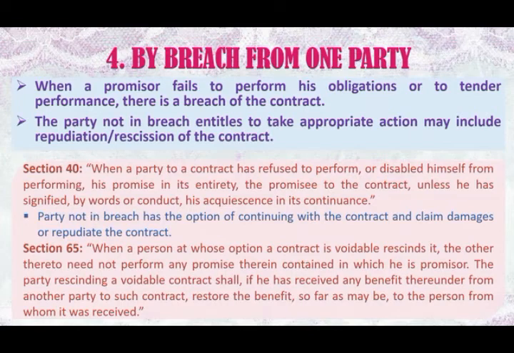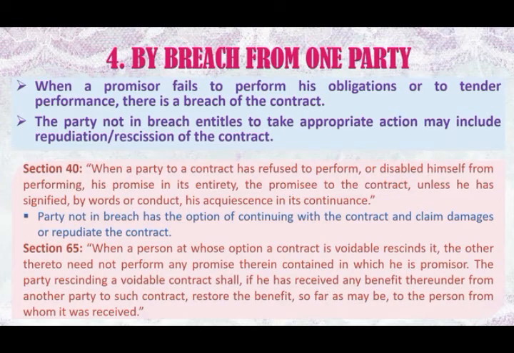In Section 40, when a party to a contract has refused to perform or disabled himself from performing his promise in its entirety, the promisee may put an end to the contract, unless he has signified by words or conduct his acquiescence in its continuance. The party not in breach has the options of continuing with the contract and claiming damages, or repudiating the contract.